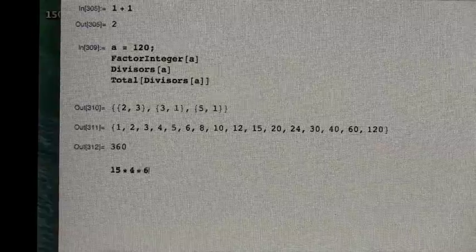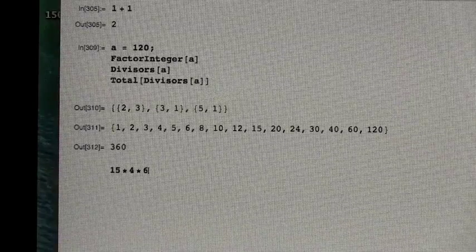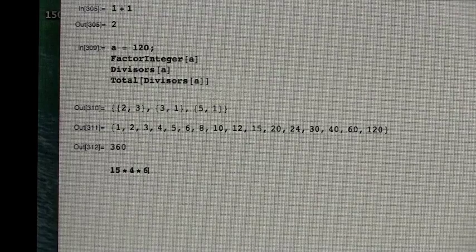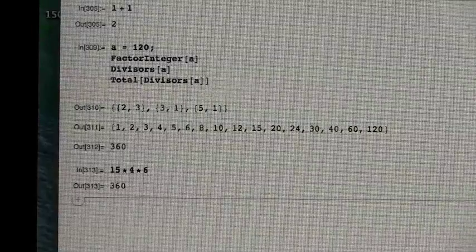How can we do 15 times 4 times 6 without needing Mathematica? 15 times 4 is 60. 60 times 6 is 360. Yep, there you go. Alright, now give me another one.